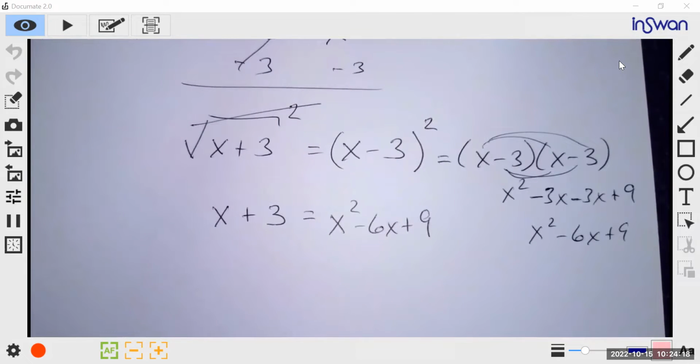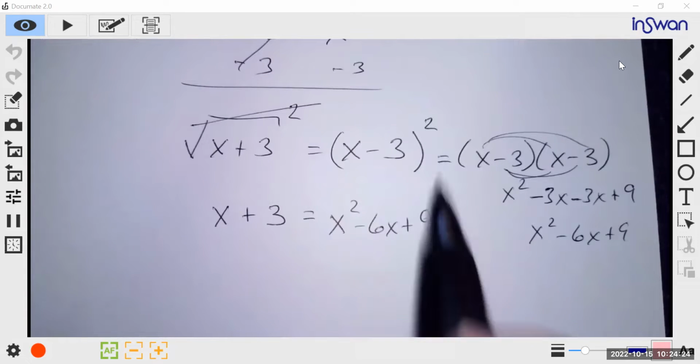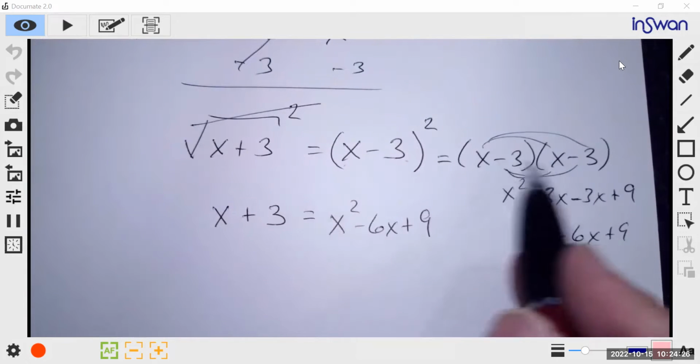So whenever you have an equation on the right-hand side, you have to square it. Put it in parentheses and square it. And you can't square individual terms. You have to square the whole thing.